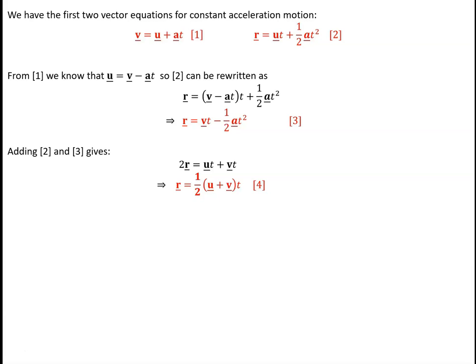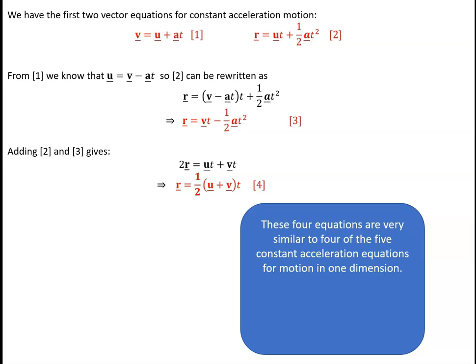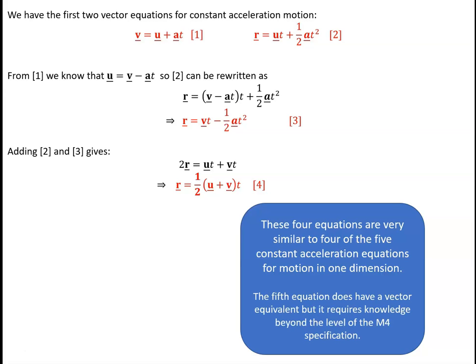Now those four equations are very, very similar to four of the 5 constant acceleration equations that we had for motion in a straight line. The fifth equation for motion in a straight line was v squared equals u squared plus 2as. That equation does have a vector equivalent, but it requires knowledge of something that's known as the scalar product or the dot product of two vectors. And that is beyond the level of the M4 specification. So for the moment, we've just got the 4 constant acceleration equations for motion in a plane.